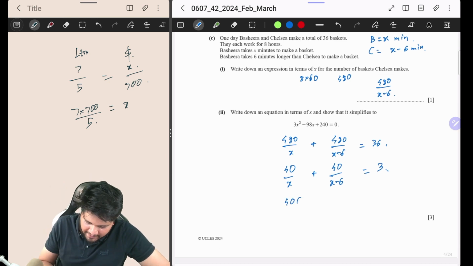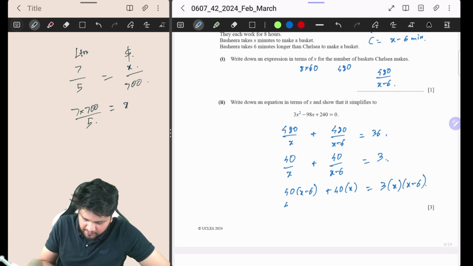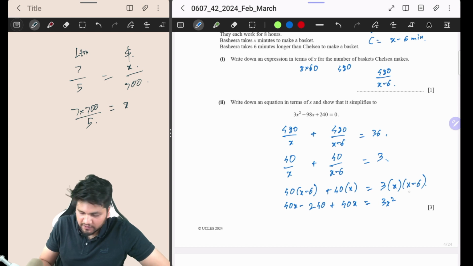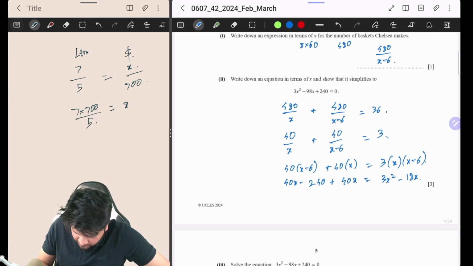So we are just going to simplify it. It's going to be 40 times x minus 6, cross multiplication, plus 40 times x. I'm using a lot of brackets. So it's going to be 3 times x minus 6. So this is the expression. So we just simplify. So 40x minus 240 plus 40x is equal to 3x square. Like I'm multiplying 3x inside, so 3x square minus 18x. Now I'll shift everything to the right hand side. Of course, we are going to get this answer only.